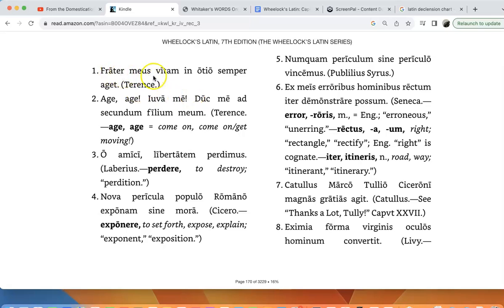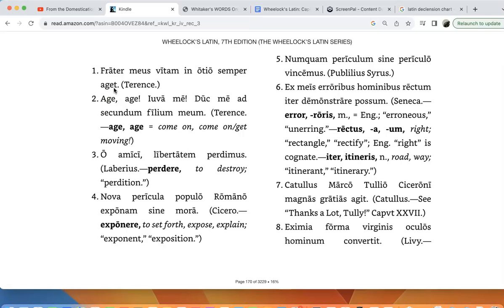So, unus frater meus vitam in otio semper aget. Terence, who is a comedian, all these are major Latin writers. So once again, we have to take perhaps this sentence with a grain of salt. It's probably doing just the opposite if we were to look in the context. So here we have frater. Of course, we think of fraternity, and sure enough, so my brother.